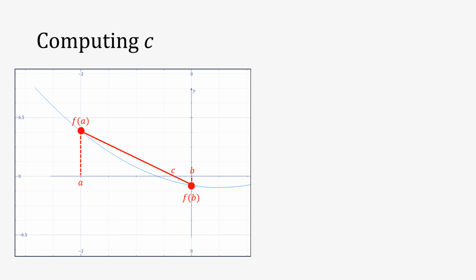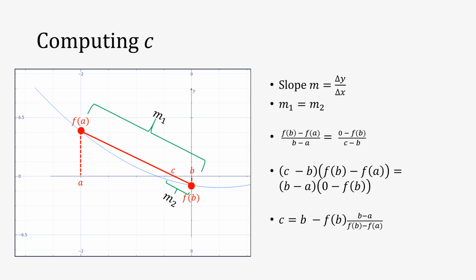So how do we compute the x-intercept c? Using our example from earlier, we'll call the slope from a to b m1 and the slope from c to b m2. Knowing that slope is a change in y over the change in x, and we know that m1 is equal to m2, we can do the math and find this equation for c.